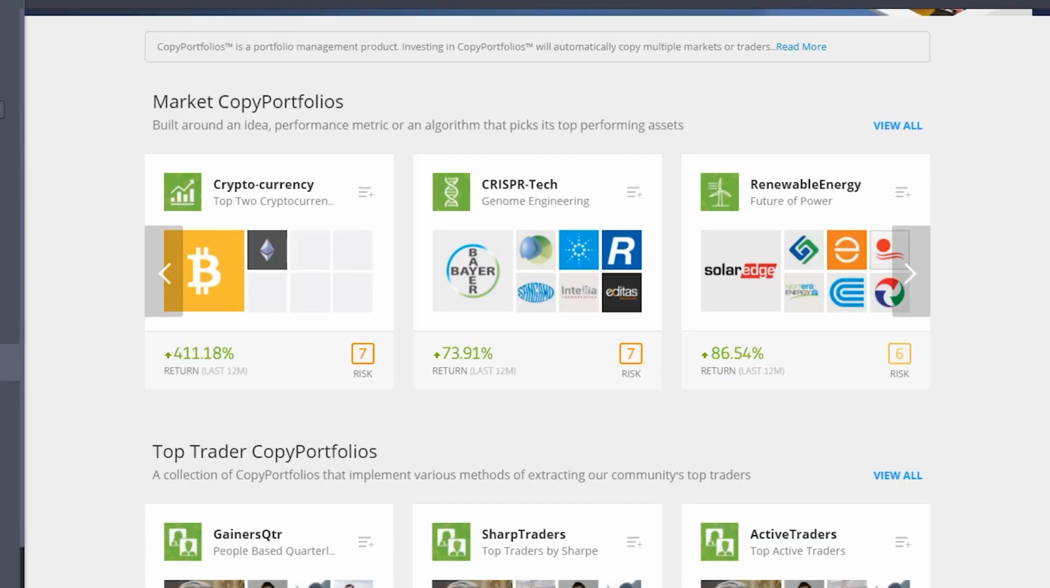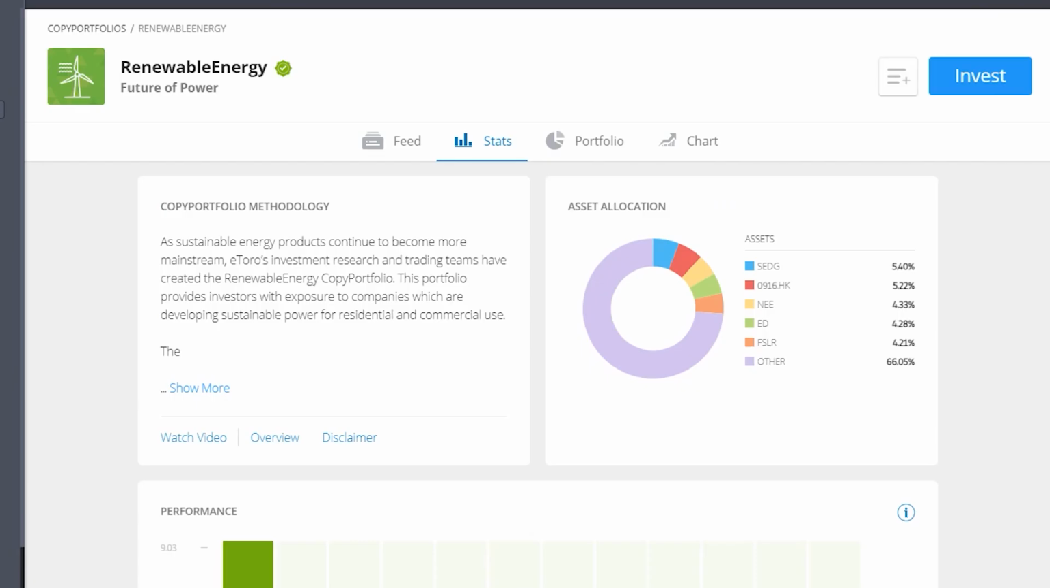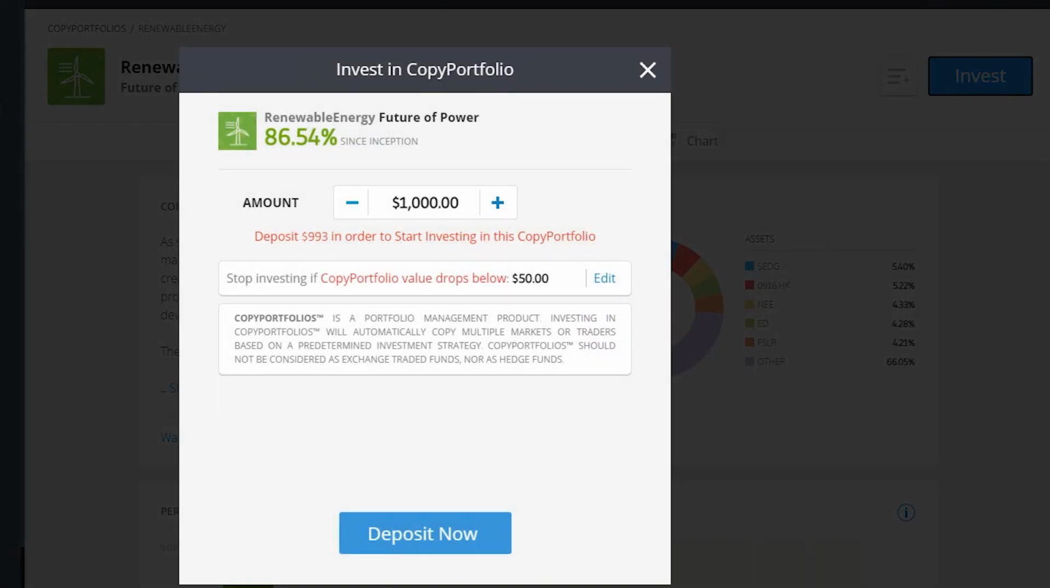It's much more customized and flexible to copy people, I believe. So back to the question, how much will it cost me to invest in these market copy portfolios? I've opened these three in tabs. So let's try them all. Renewable energy, how much does it cost? The minimum is $1,000.